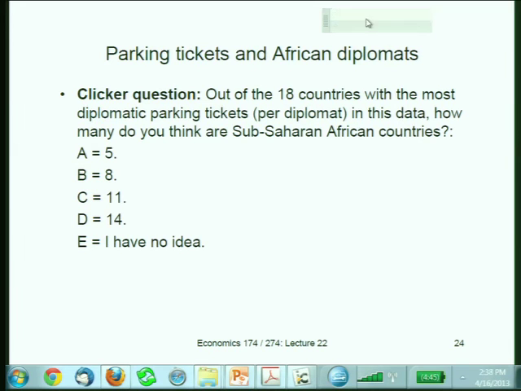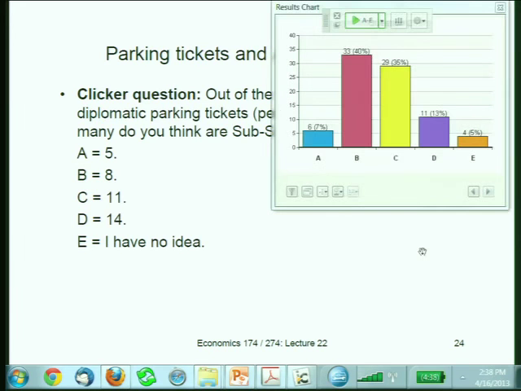Okay, so you guys are pretty evenly spread. A lot of 8s and 11s, some more, and some less. Actually, the right answer is 11. 11 out of 18. So this is just a list, and I'm going to show you the data so you can look for other countries in a minute.